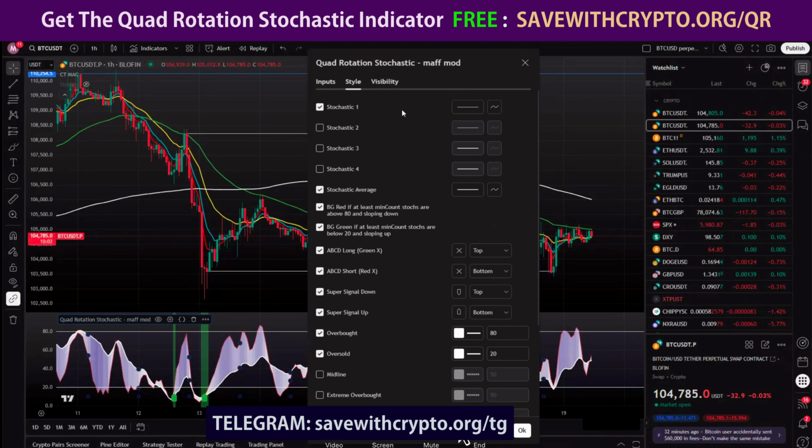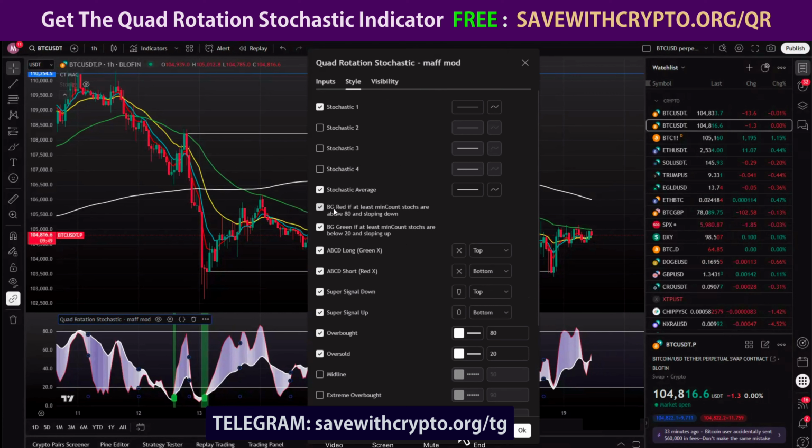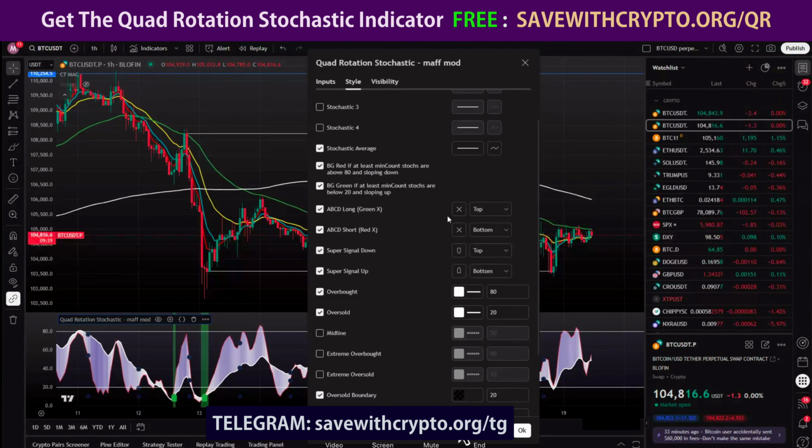Over on the style tab, these are picked up from the indicator script by TradingView, and they just get chucked onto here. But these titles are set by us in the script. So if you wanted to change the styles a little bit, I guess the X's are configurable.